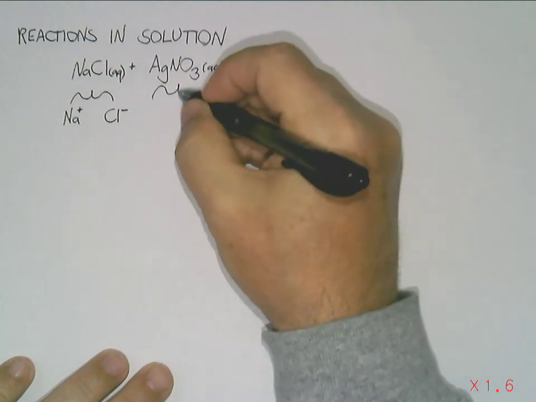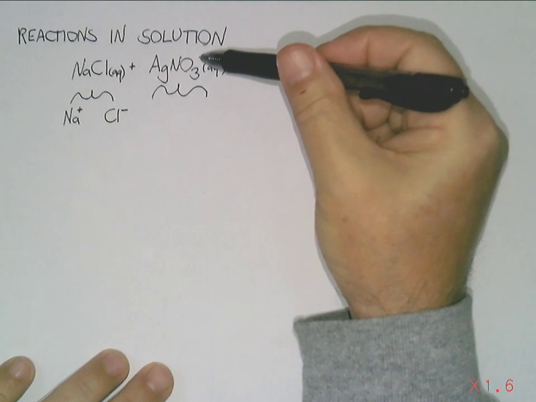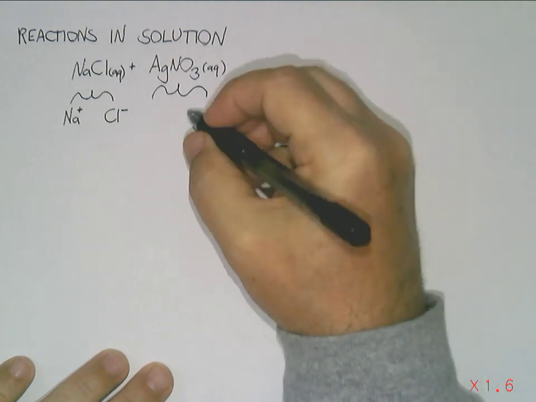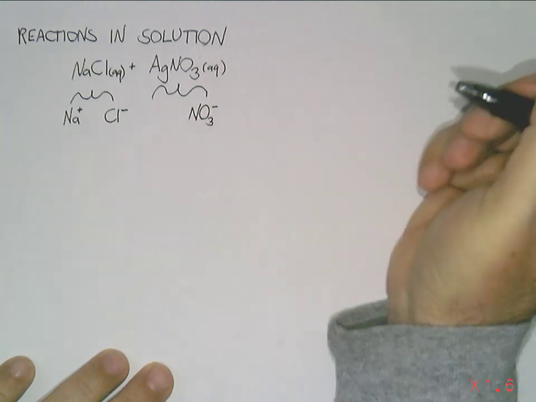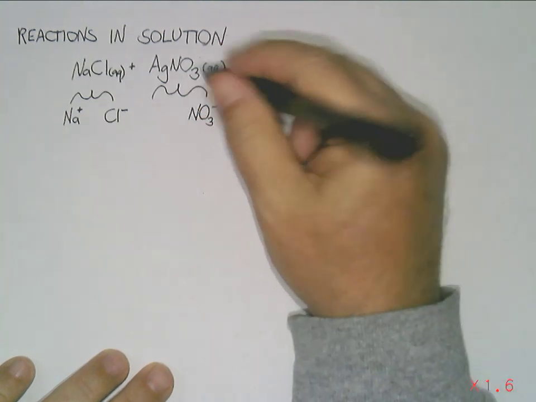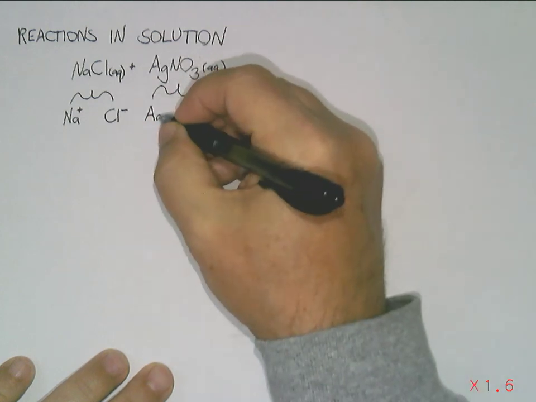In here, can you break this one up? The nitrate ion is on your polyatomic ion list, and you would have to know that that is a -1 charge. So you have to know this to be able to break it up correctly. And then that will make the silver have a +1 charge.